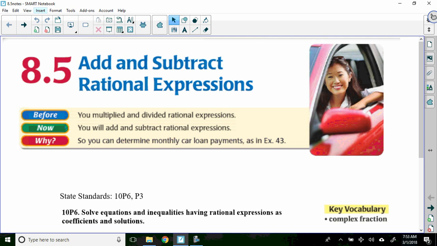And anyway, Chapter 8, Section 5: Add and subtract rational expressions.